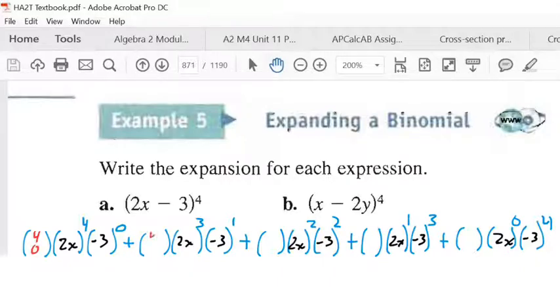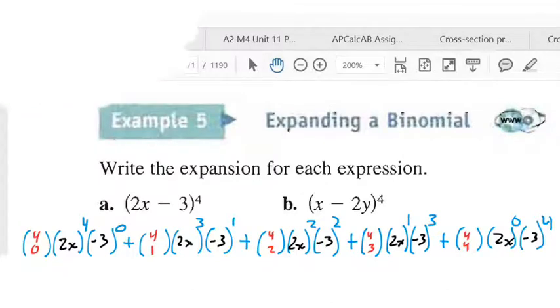And then you would have 4 choose 1, then 4 choose 2, 4 choose 3, 4 choose 4. And when you start getting good at this, you know that 4 choose 0 and 4 choose 4 are the same numbers. Do you know what those numbers are? If you're not sure, you can look at Pascal's triangle, or you can actually do it.